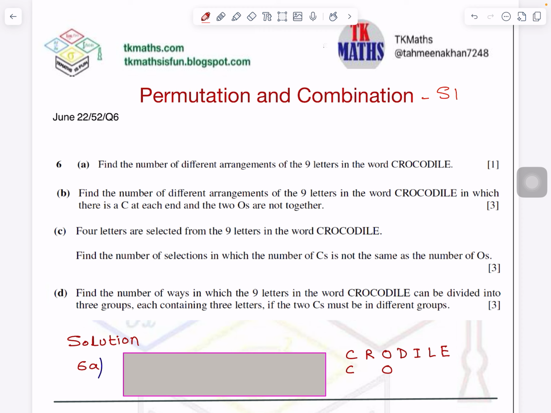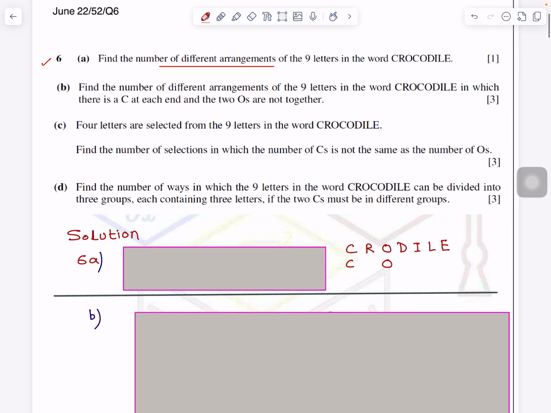Now the question is, I'm reading part A. In the word crocodile, there are 9 letters. In how many ways can these letters be arranged? So first thing is, in these type of questions, first of all, write down all the letters. This is the way I write, and it gives me at a glance the understanding of how many letters are identical.